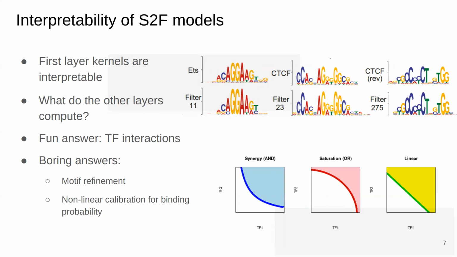Okay, but this leaves us all of the internal layers. What do they do? The answer can be a fun answer, that they compute interactions between TFs and motifs and really compute the complicated intricacies of regulation and motif grammar. And there are also some boring answers. For example, maybe all they do is refine motifs or just do some kind of calibration from scores to binding probabilities.